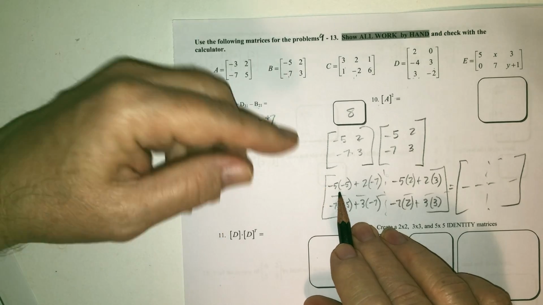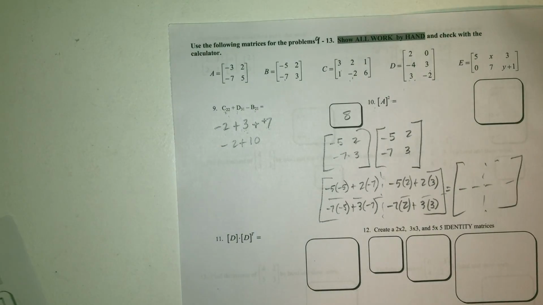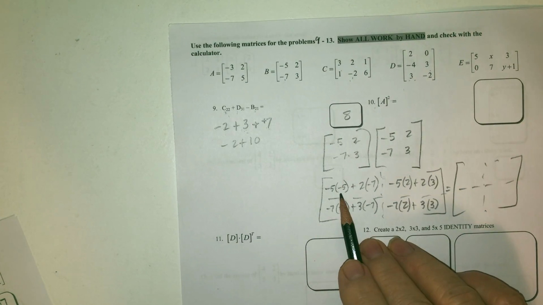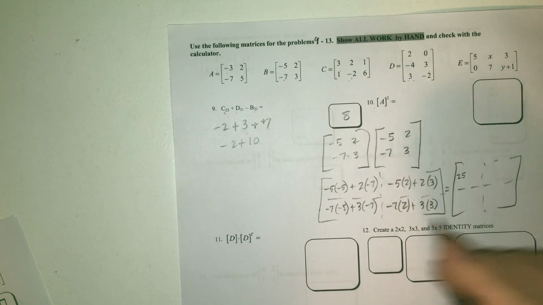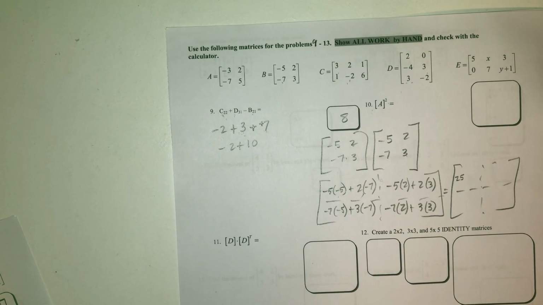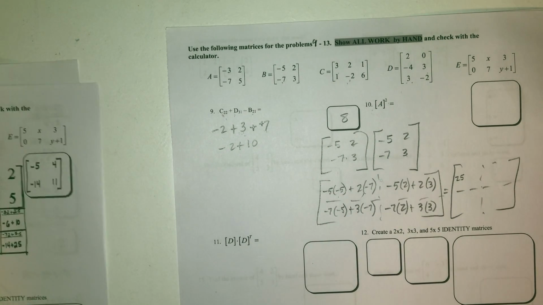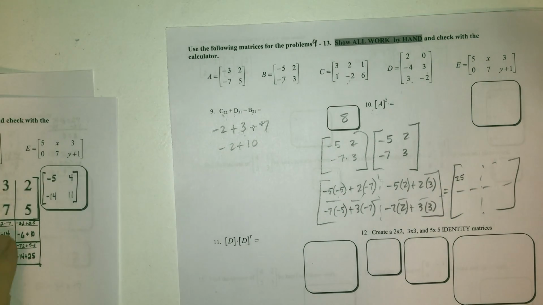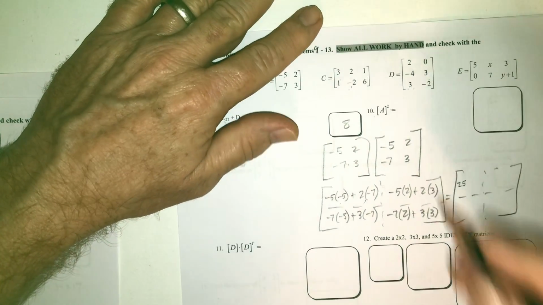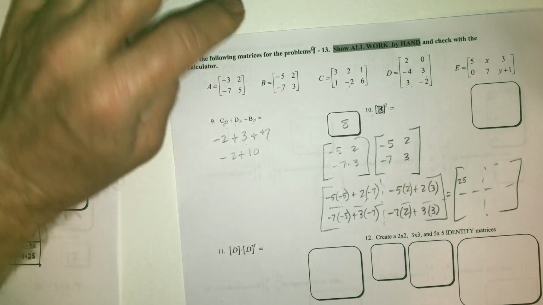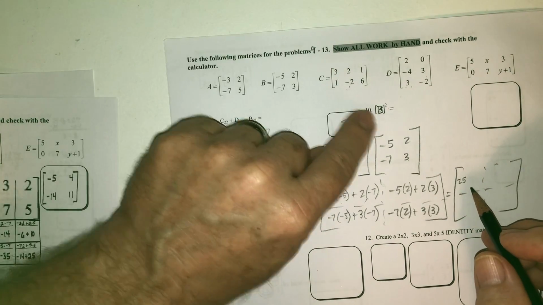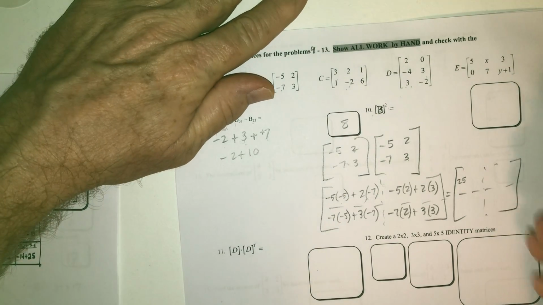This first product right here would be positive 25 minus 14. Oh, I think I squared B. Well, we're going to change this to B. I'm sorry. I took B when I should have done A. But that's okay. It's not going to matter. We'll change that to a B, and it'll be all right.